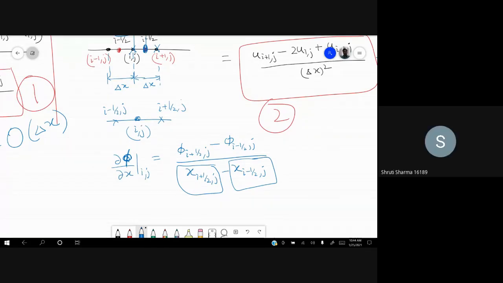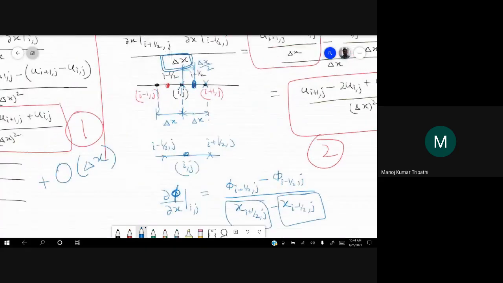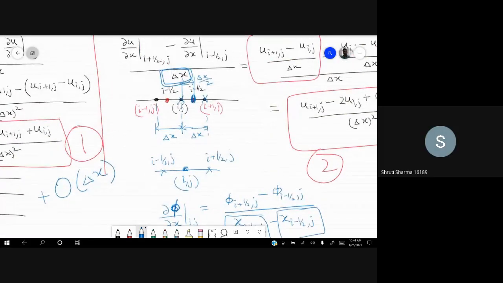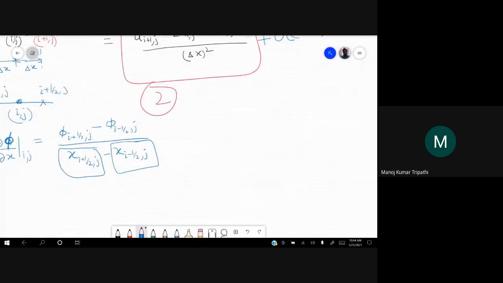So delta x. That's why the central difference formula takes 2 delta x. So that is 2 delta x.